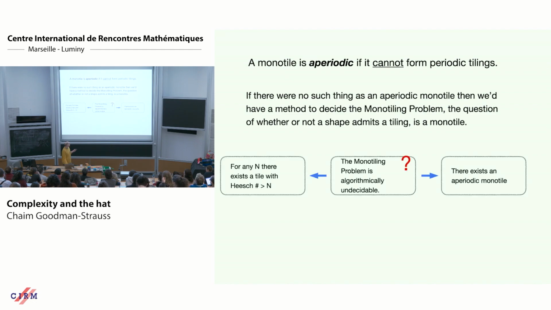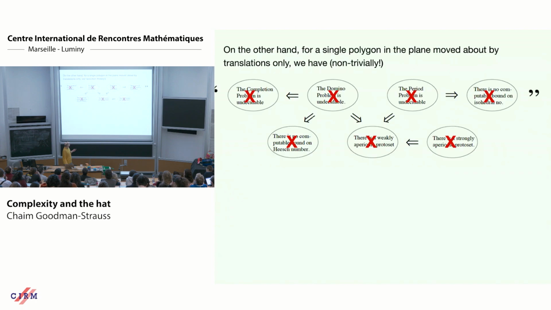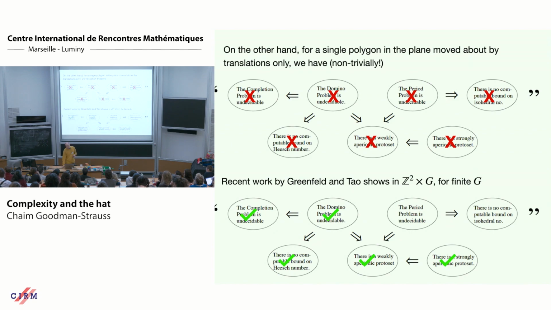Okay, never mind. So for translations, none of this holds. We have recent work by Greenfield and Tao showing this, more or less. This is the state of affairs for the plane where we cross it with a finite group.